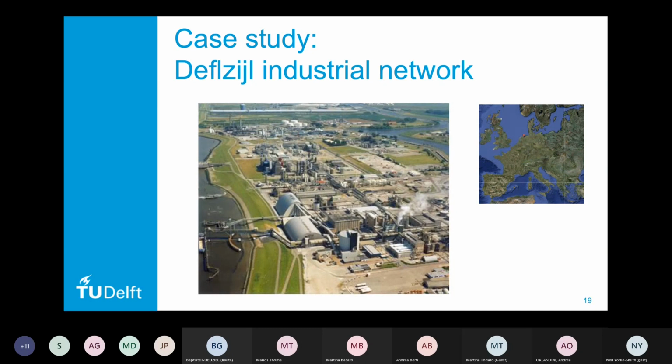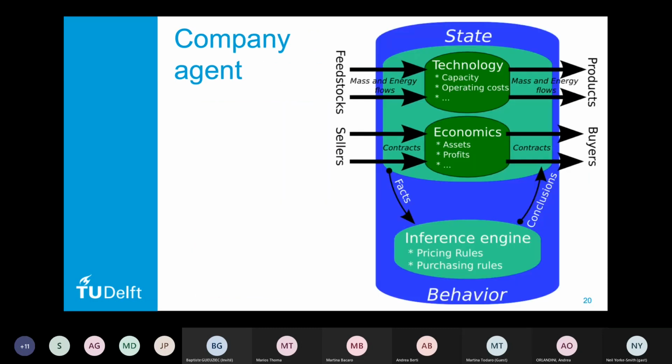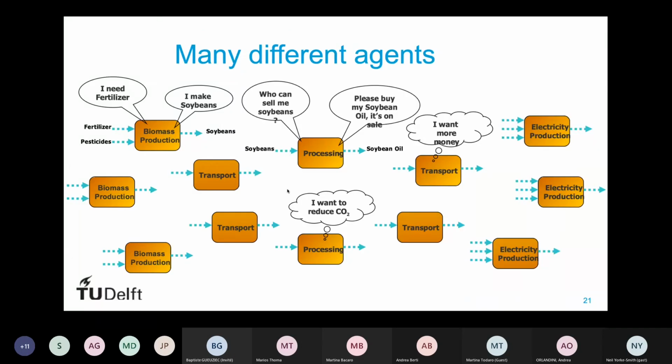I'll very briefly give you a case study, just to wrap up our introduction here. This is an industrial network in the northeast of the Netherlands. The modeling here is looking at different companies. So here we go, I had a company agent who looks a bit like this. The details really don't matter here. The key thing to know is there's some inputs to the agent, there's some outputs, and there's some things that happen in the middle. So there's technology and economics. And there's some rules of inference happening. And we have a whole bunch of these, a company and other agents. They have different goals, if you will. They interact with each other.